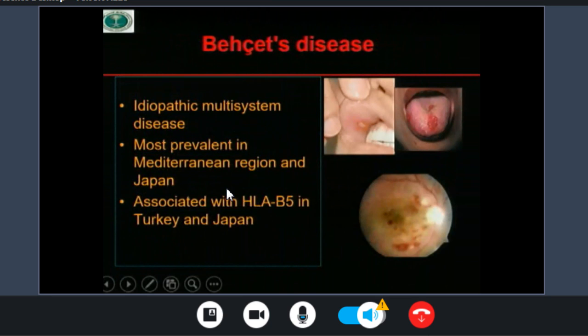Another entity to consider in these patients is Behçet disease, and all of you know how prevalent Behçet disease is in our community. It is an idiopathic multisystem disease, most prevalent in the Mediterranean regions and in Japanese people, associated with HLA-B5 or B51.